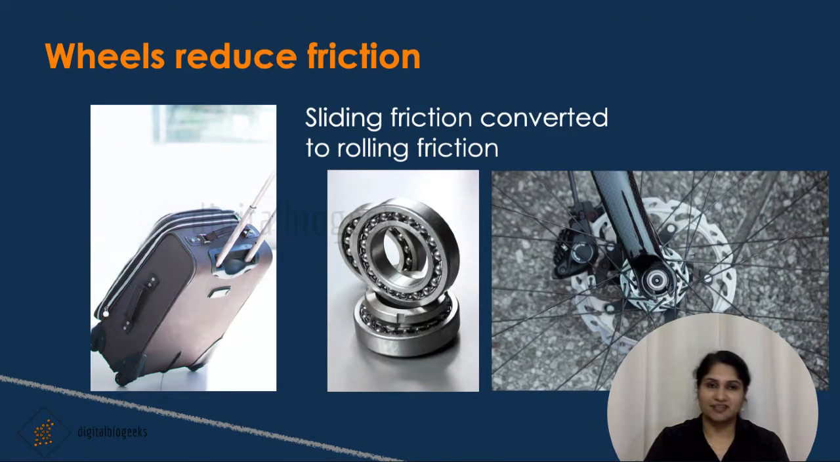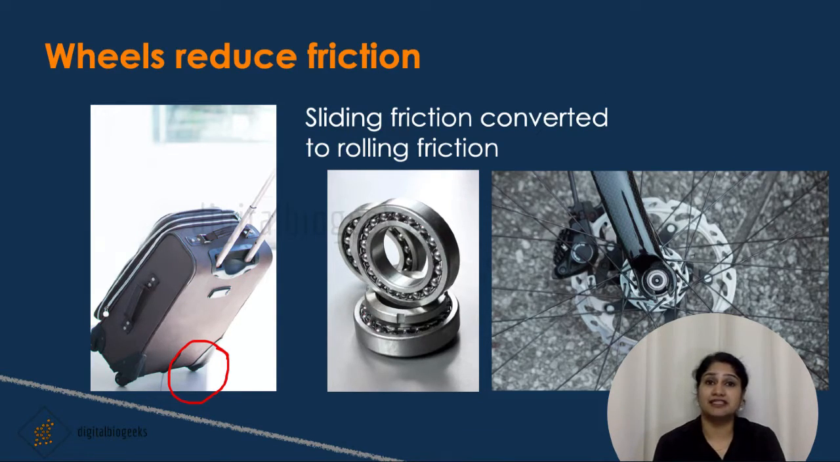You all might have noticed that the big luggage bags are attached to rollers. This is to reduce friction. You know that sliding friction is greater than rolling friction. Here the sliding friction is converted into rolling friction. Rolling friction is less and we can carry, push or pull these luggages very easily.